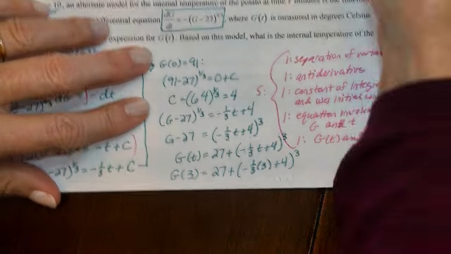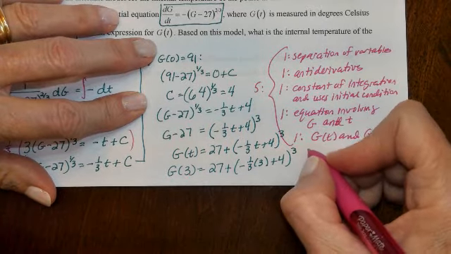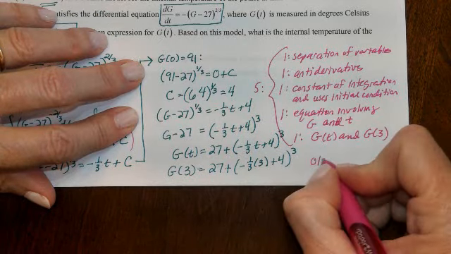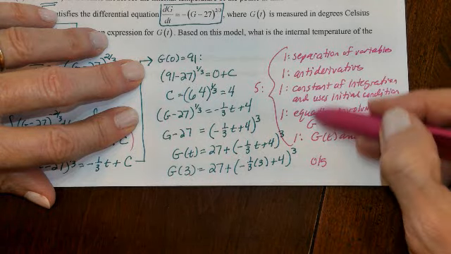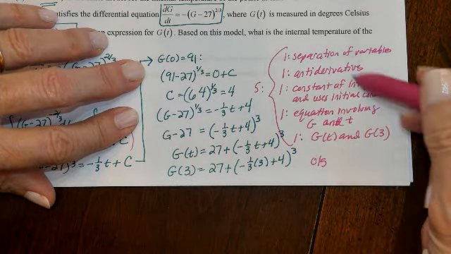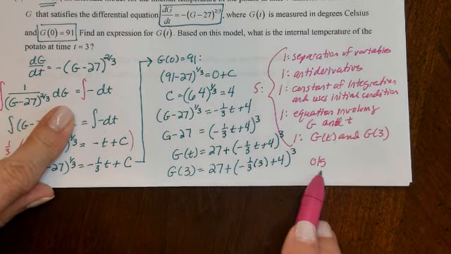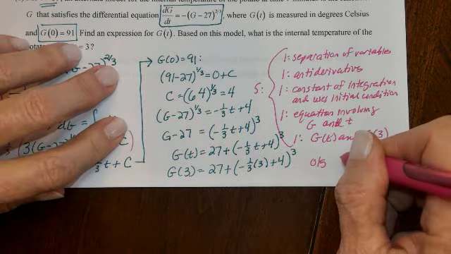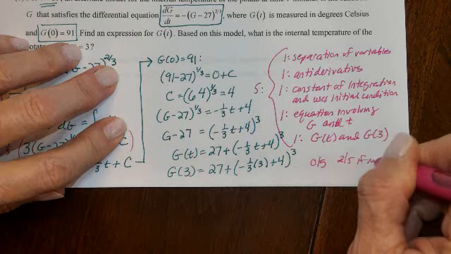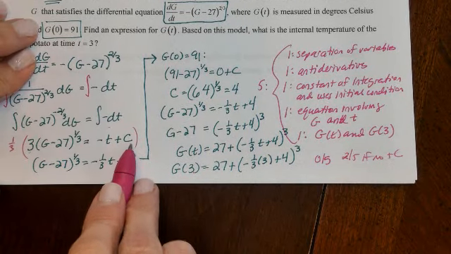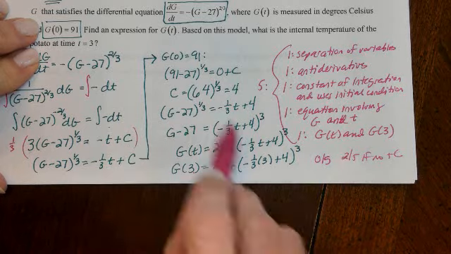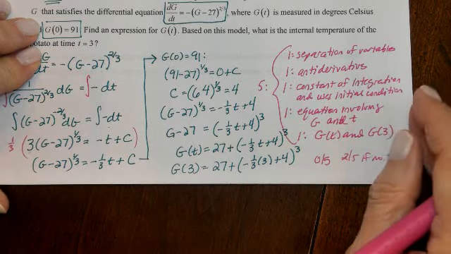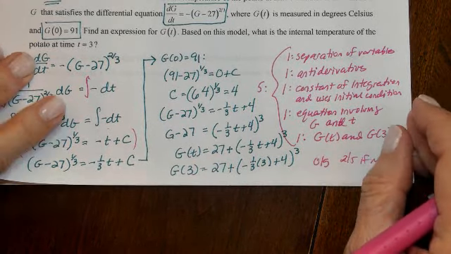As a side note, if you do not separate your variables, you got 0 out of these 5 points. They didn't care what you did after that. You could have done everything right after that. If you did not separate, you did not get any points for this. And max 2 out of 5 if no plus C. So if you did not put plus C here, at most you would have gotten 2 out of the 5 possible points here, no matter what you did over here. Okay? So be sure you do those things.